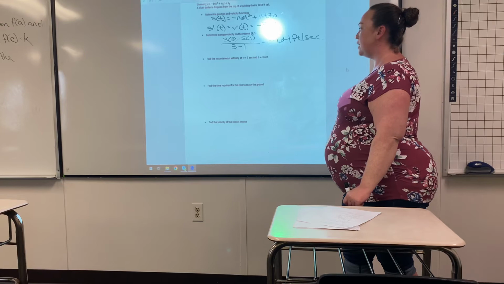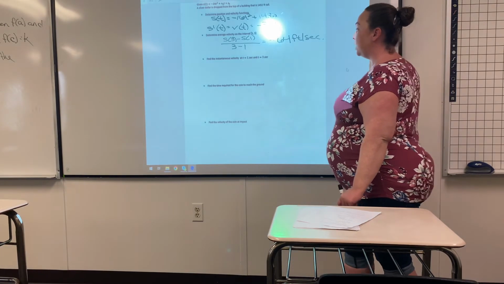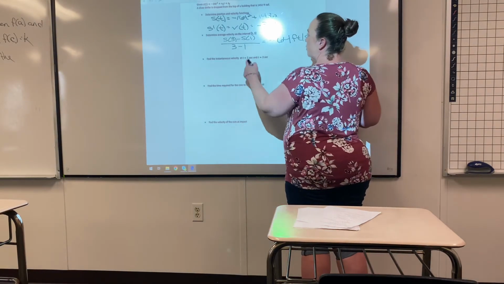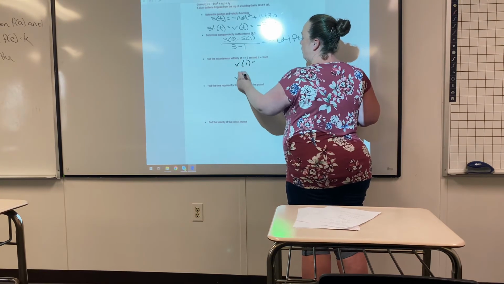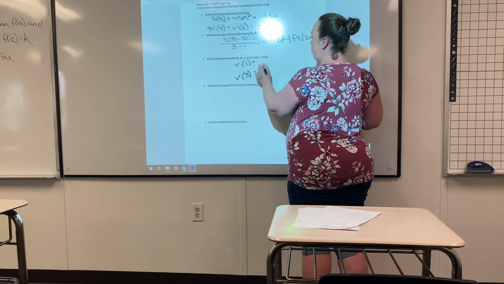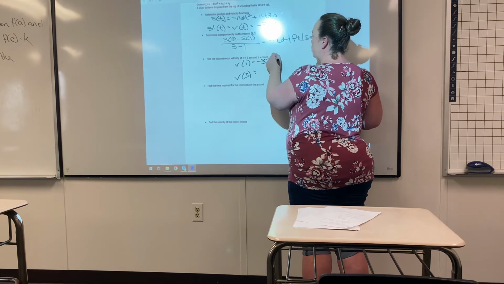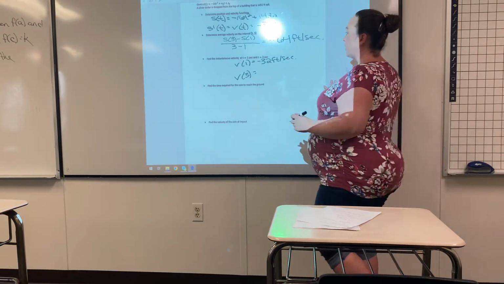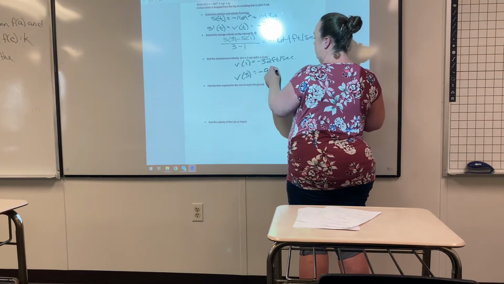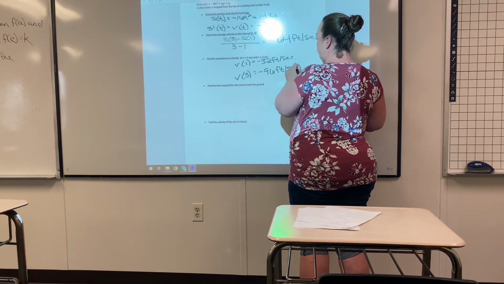Next one, find the instantaneous velocities at 1 and 3. So that would be using your velocity function. That's v of 1 and v of 3. So when you plug in 1, you get negative 32 feet per second. When you plug in 3, you get negative 96 feet per second.